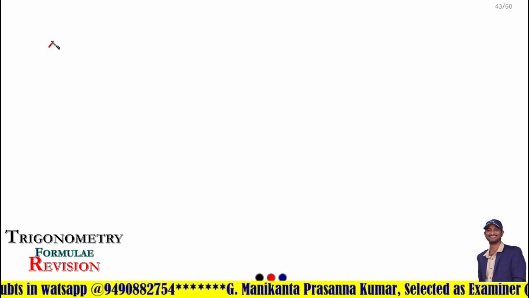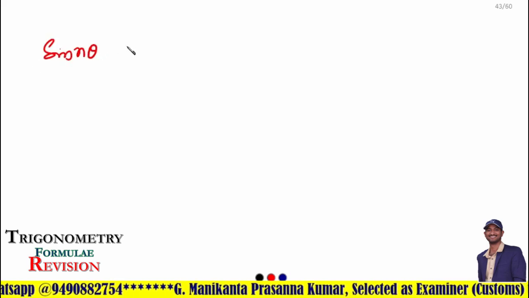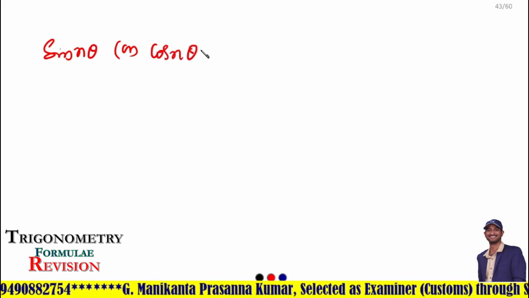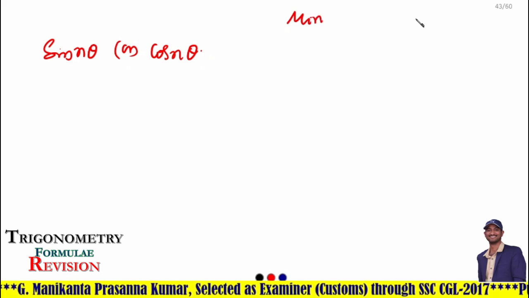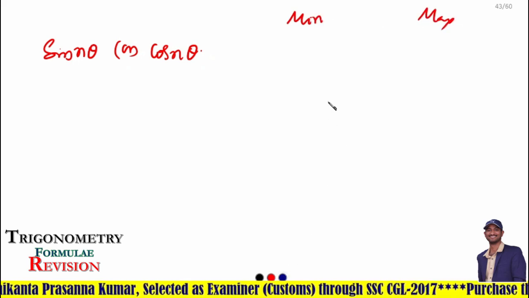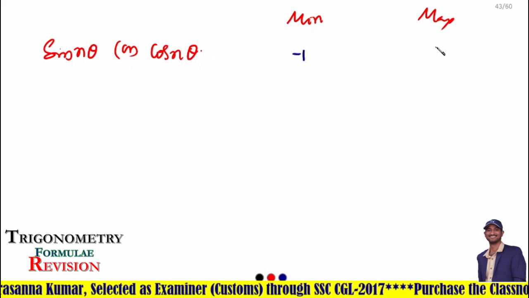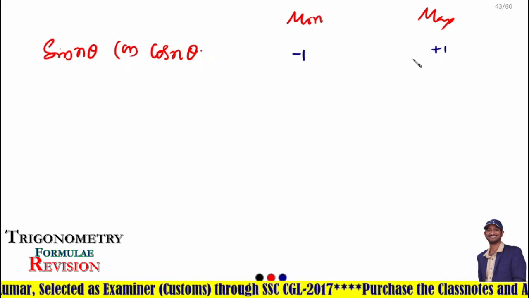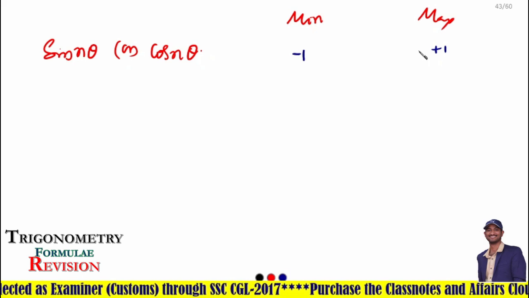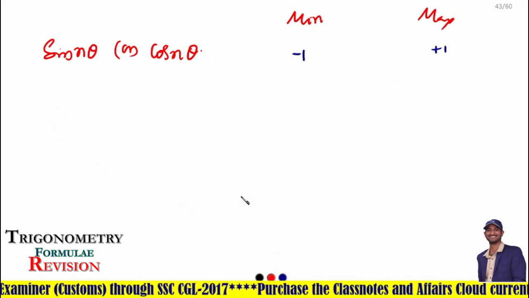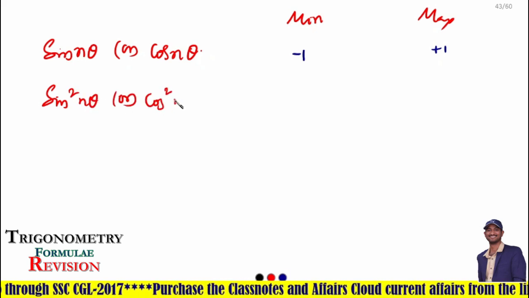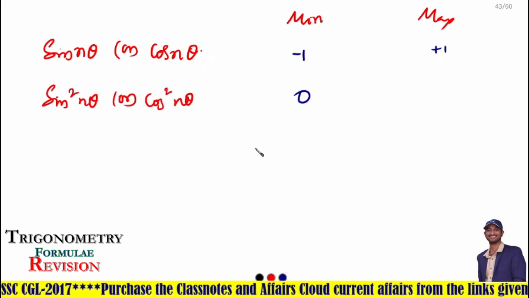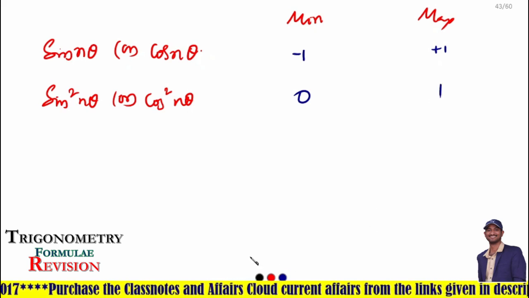I'll tell you, if a function is given, what is its maximum value and what is its minimum value. Okay, suppose the function is sin nθ or cos nθ, where n is a natural number. The minimum value is -1 and the maximum value is +1. So sin nθ or cos nθ always lies between -1 and 1. Whereas sin² nθ or cos² nθ, its minimum value is 0 and maximum value is +1.